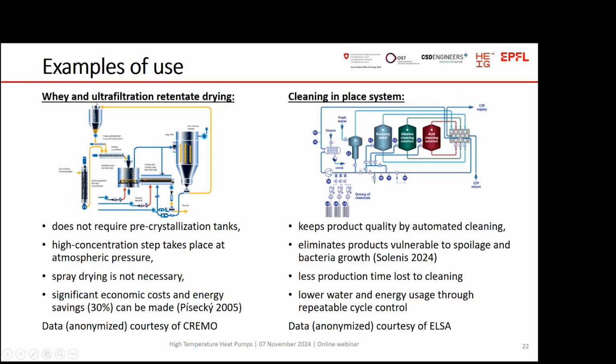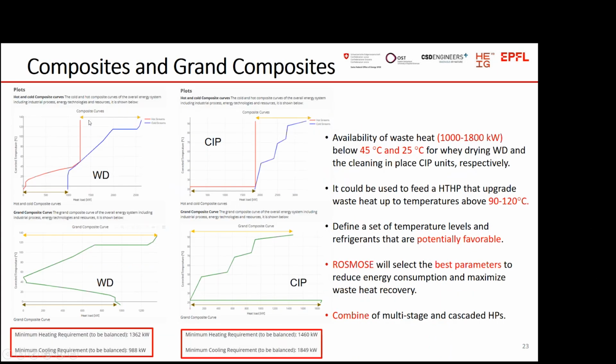With that, we can go into an analysis, using the tool, of the Weir ultrafiltration, spray drying, that is the Tixotherm, and the cleaning-in-place system that you have already seen in the previous analysis. The tool, as you have seen, can define that there is availability of waste heat of around 1,000 to 2,000 kilowatts, and it can show you the levels at which it is available. You can see that it is available between roughly 45 and 25 degrees in this case. One curve is for the spray drying, another is for the cleaning in place.